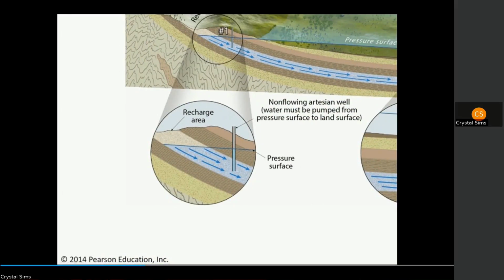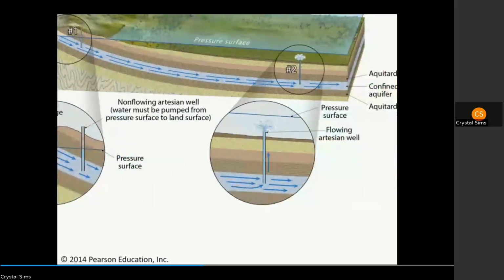And if you extend that water table off to the right, imaginarily through the aquitard that overlies the aquifer, that is what we call a pressure surface. And if you were to drill a well down and pierce that aquitard, the water would flow up in that well to that pressure surface. So the pressure surface is above the top of the aquifer, but the pressure surface is below the ground. So as a result, this is a non-flowing artesian well.